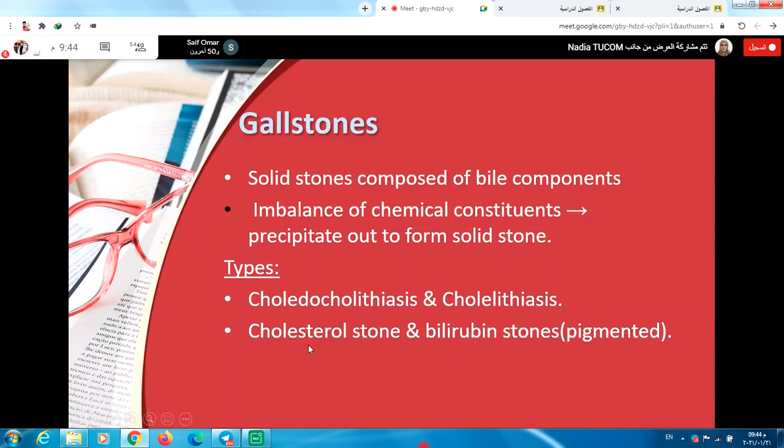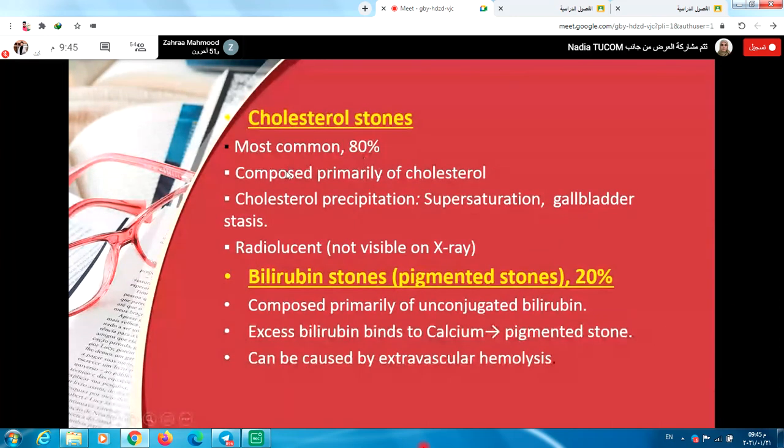Whereas the most common one is cholesterol stone, about 80%, as I said, composed primarily of cholesterol. There is precipitation of cholesterol or supersaturation of bile. The bile will be supersaturated with cholesterol. And gallbladder stasis, or bile stasis, is very important, very essential for formation of stone.